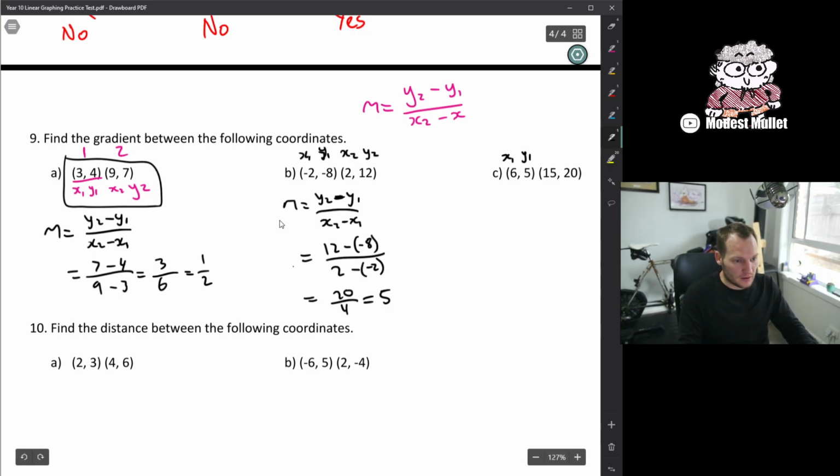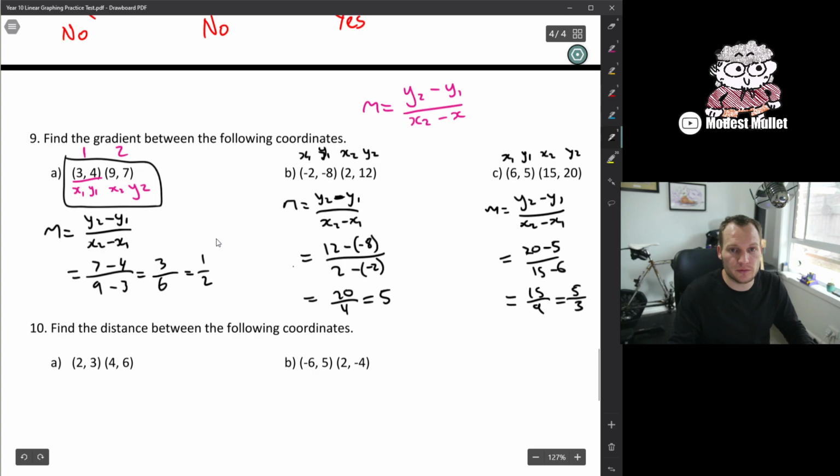And then same again, x1, y1, x2, y2, m is equal to y2, take away y1, on x2, take away x1, gives me 20, take away 5 on 15, take away 6, ends up being 15 on 9. And divide both of those by 3 to simplify, gives me 5 on 3. Or whatever your calculator gives you as a decimal.